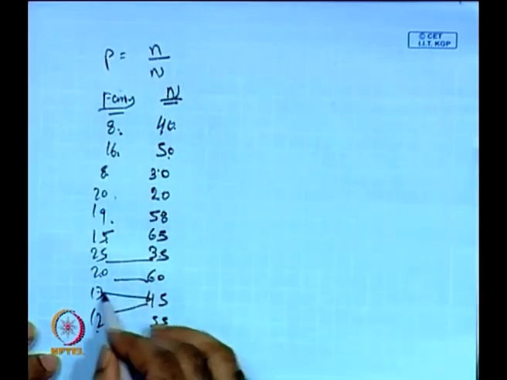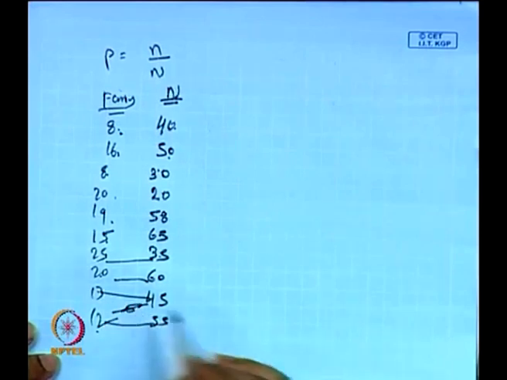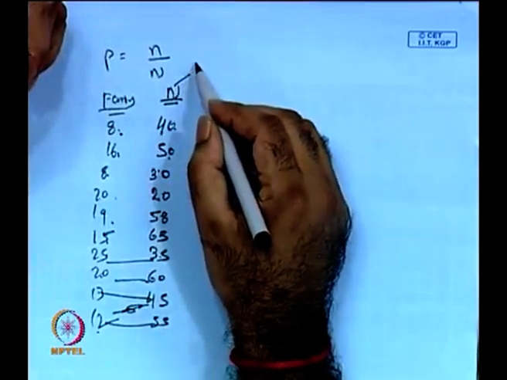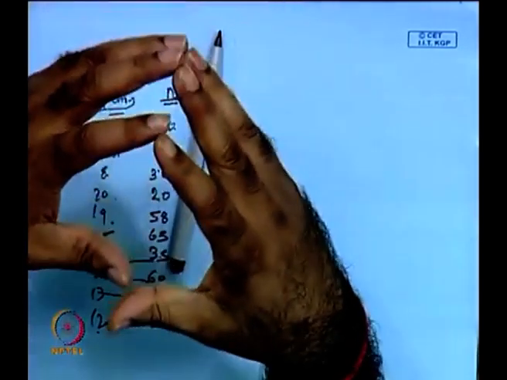Then another 55. So this is the household structure. These are all our family income structure: $8 per day, $16 per day, $8 per day, $20 per day, $19 per day, $15 per day, $25 per day, $20 per day, then $13 per day, and finally $12 per day. So that means we have taken 10 different samples.